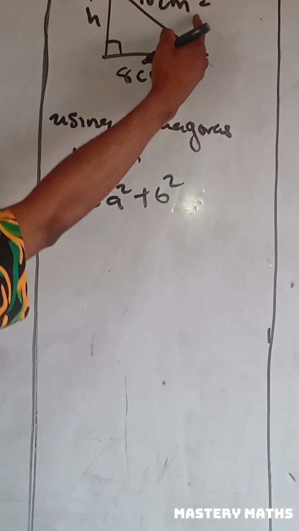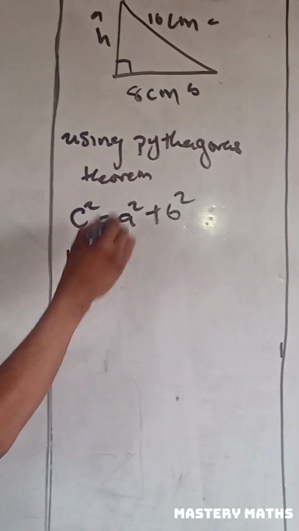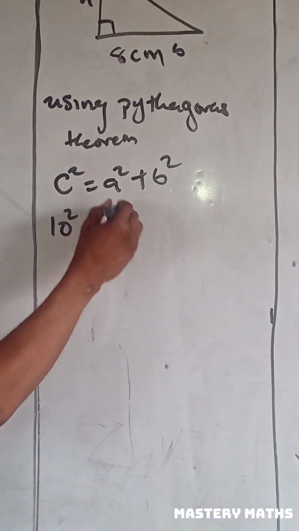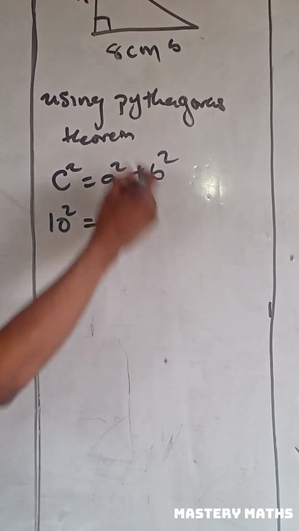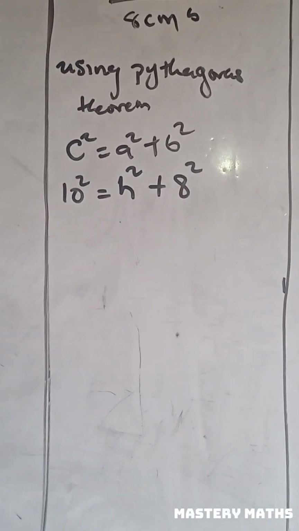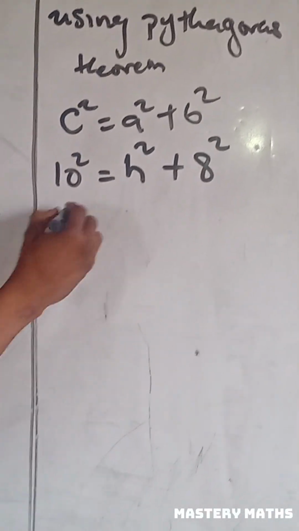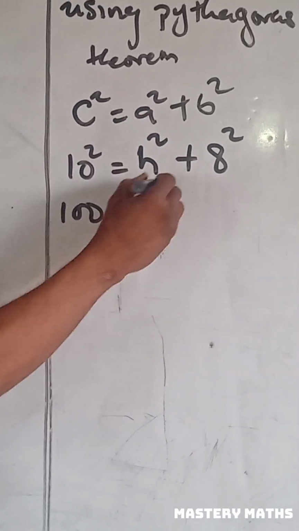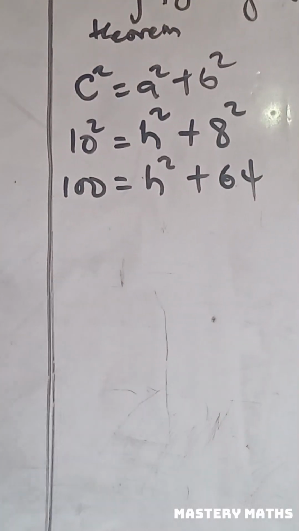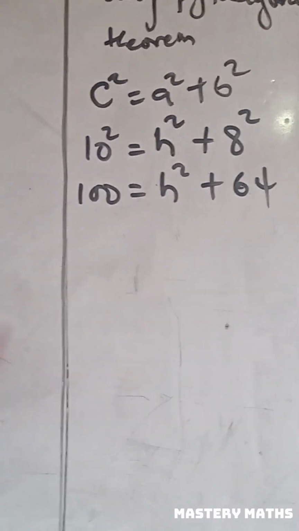Now the c, you have your 10 there in the c. You put it here, 10 square equal to, here you have your a, you call it your h square, plus here you have your b, you call it your 8 square. Now your 10 square will give you 100 equal to h square plus what? 8 times 8. 8 square gives us 64. You see it now? Now what should be the next thing we do?